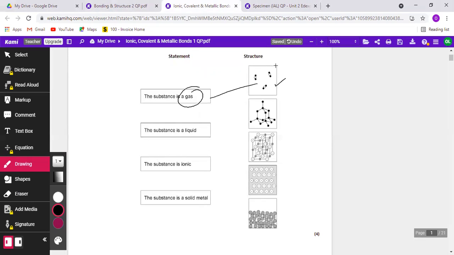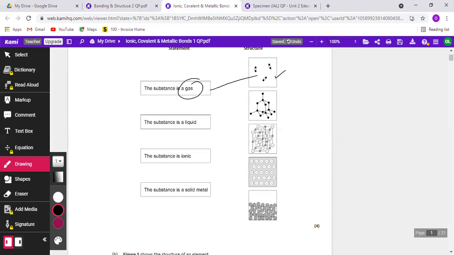Very good. The substance is liquid. Now this is very easy. This one is for the liquid. The substance is ionic. So ionic means that it must have positive and negative charges both. The substance is a solid metal. Metals will have positively charged atoms and negatively charged electrons. Very good, Pravalika.